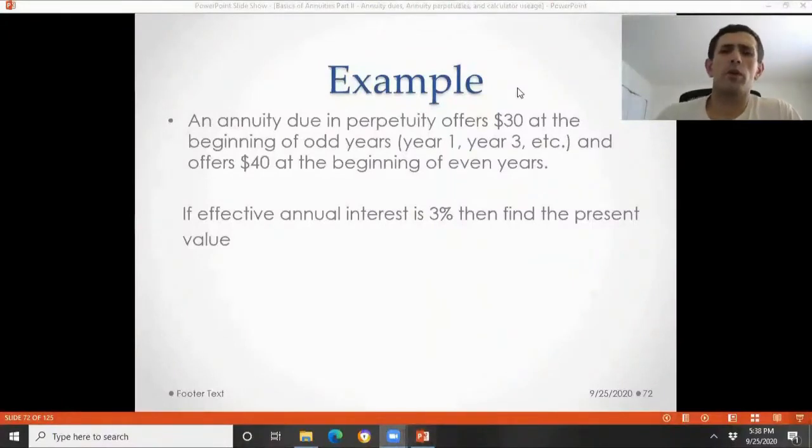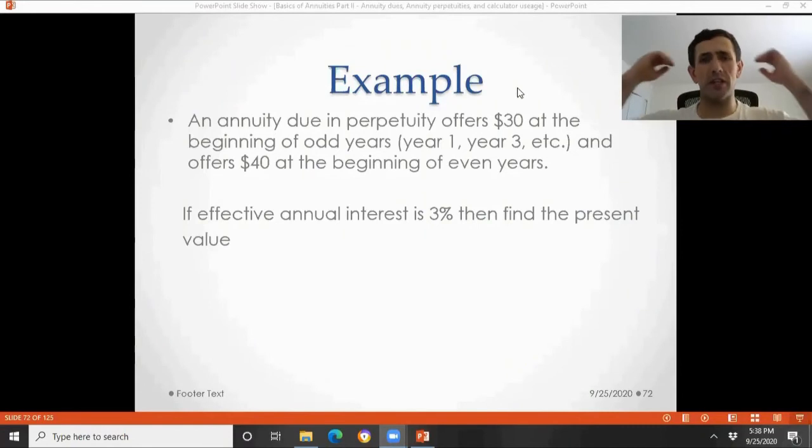Hello everyone. What I want to do is go over an example of using our annuity due and annuity immediate in perpetuity formulas. This is an example that does appear in the exam FM every now and then. So we have an annuity due in perpetuity that offers $30 at the beginning of odd years and offers $40 at the beginning of even years. If interest is 3% effective annual, then find the present value of this annuity.